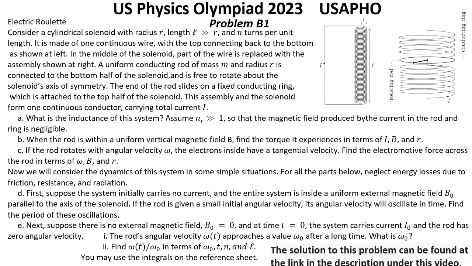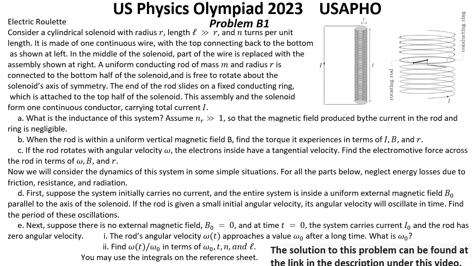Part D. First, suppose the system initially carries no current, and the entire system is inside a uniform external magnetic field B0, parallel to the axis of the solenoid. If the rod is given a small initial angular velocity, its angular velocity will oscillate in time. Find the period of these oscillations. Part E.